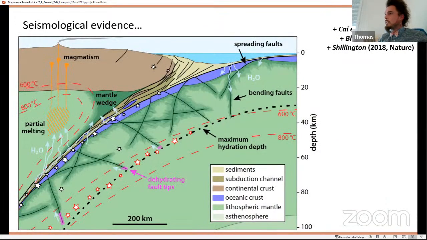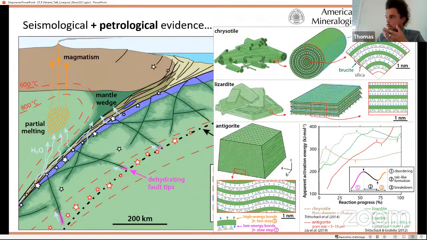So we have a lot of seismological evidence, I mean, more and more seismological evidence, that this dehydration-driven stress transfer model would be accurate for the lower Wadati-Benioff plane of seismicity, at least. And we also have petrological evidence, because when we compare the dehydration kinetics of antigorite, chrysotile, lizardite, different kinds of serpentine, and other minerals, we see that all of them are very fast.